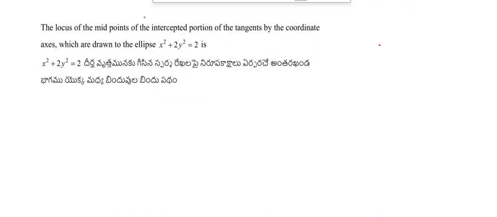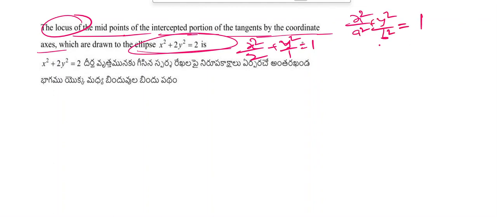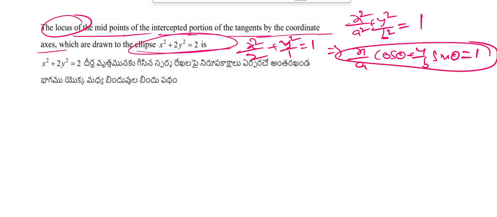This is the next question on locus. The locus of the midpoints of the intercepted portion of the tangents on the coordinate axes which are drawn to the ellipse. Here the ellipse equation is x square by 2 plus y square by 1 is equal to 1. This is in the form of x square by a square plus y square by b square is equal to 1. For this, the tangent equation formula is (x by a) cos theta plus (y by b) sin theta is equal to 1. This is the equation of tangent.